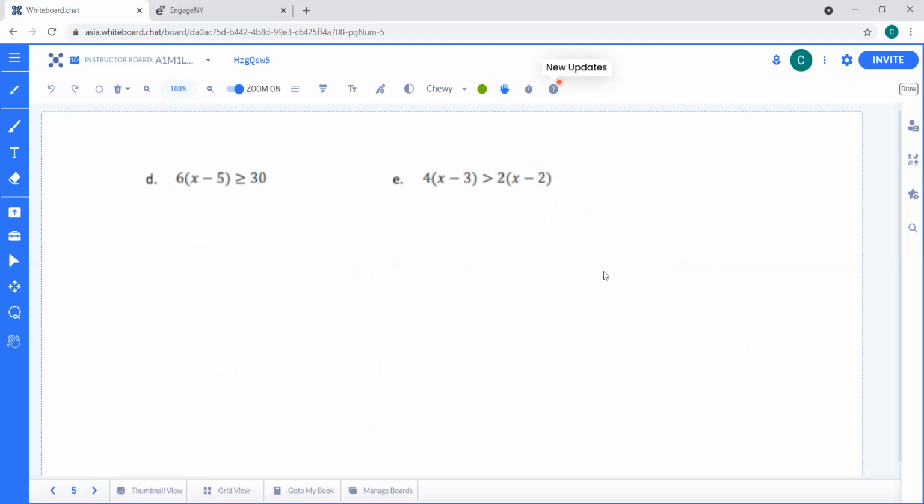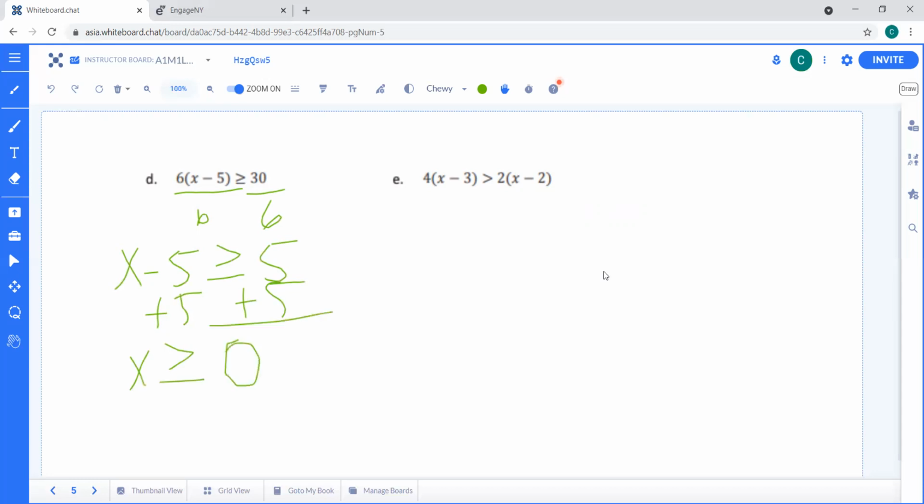All right, page 5. Okay, there's 2 different ways you could do this. Since I know this is 6 times this, I'm just going to divide by 6. That's going to leave me with x minus 5 greater than or equal to 5. If I add 5 to both sides, x has got to be greater than or equal to 10. That's it, 10. This cancels. Leaves me with x is greater than or equal to 10.